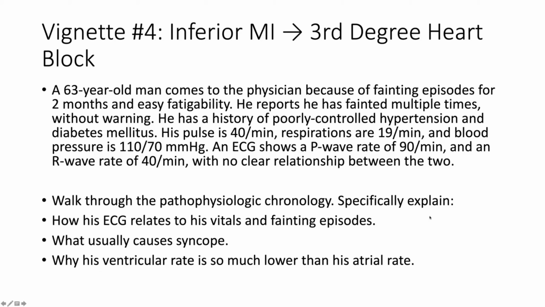Because of that, he develops fainting episodes because there's decreased perfusion to that area of his heart because of the thrombus and the clot. Here it is the right side, which causes him to have a decrease or a change in the R wave rate. Why? Because the ventricular rates are decreased. But why? Because the AV node is not functioning. Why? Because there's a block in the supply to the AV node.